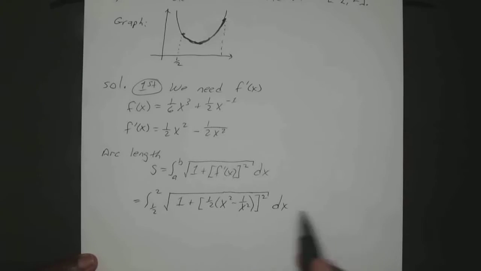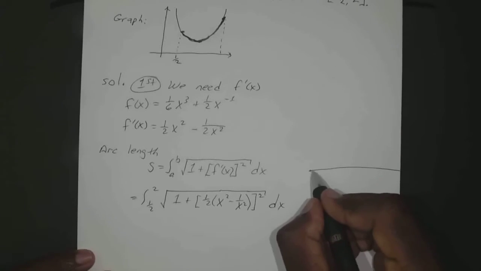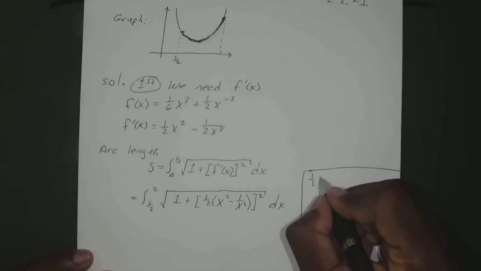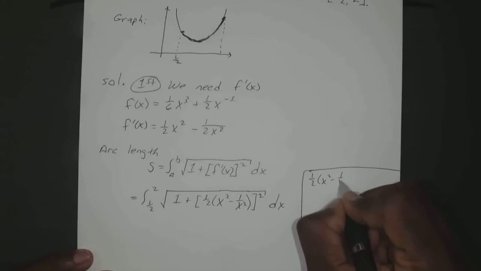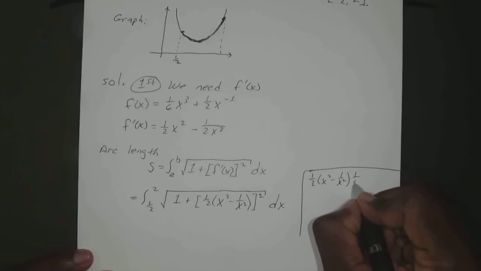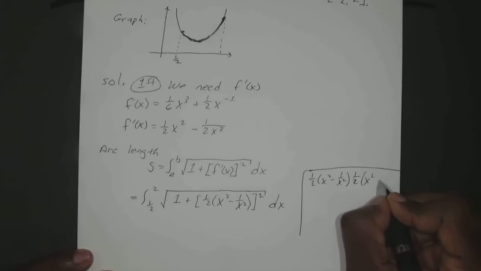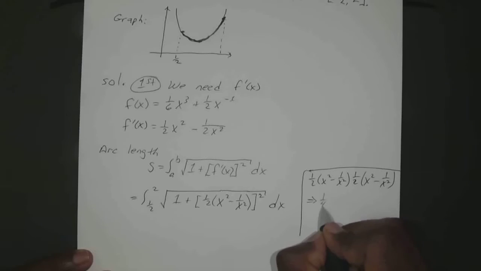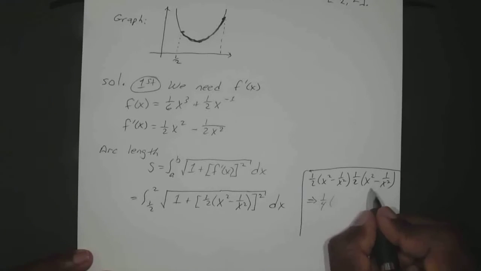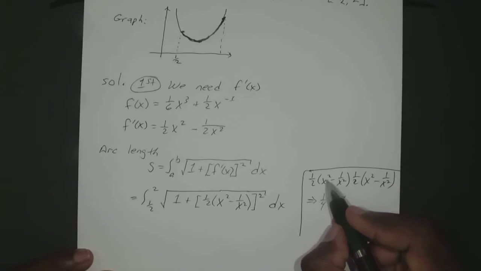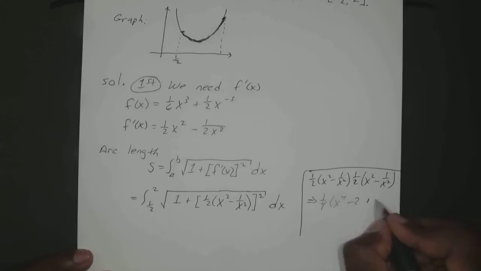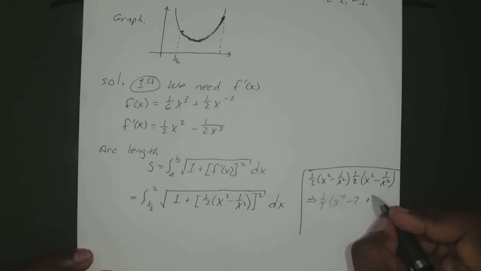Okay. Now to square this, I'll just do that kind of on the side. Okay. So 1/2 x squared minus 1 over x squared times 1/2 x squared minus 1 over x squared gives us 1/4. You have your first, which is x to the 4th. Your outer ends up being negative 1. Your inner ends up being negative 1, so you end up with negative 2 there. Plus your last, which is 1 over x to the 4th.